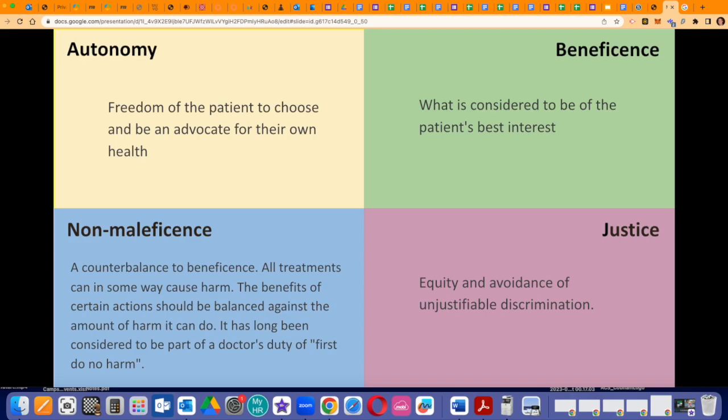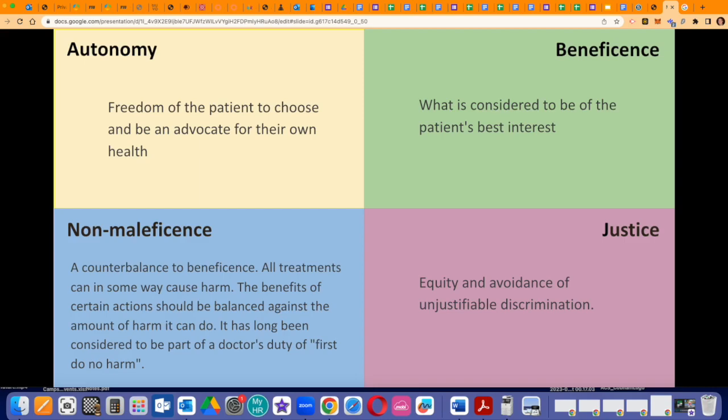So the benefits of certain actions should be balanced against the amount of harm they can do, as long as it is considered to be part of the doctor's duty of first do no harm. But if you were to keep to that idea strictly, then you wouldn't actually be able to do so many things as a healthcare professional, right? You wouldn't be able to prescribe some medicine because there are always side effects, right?